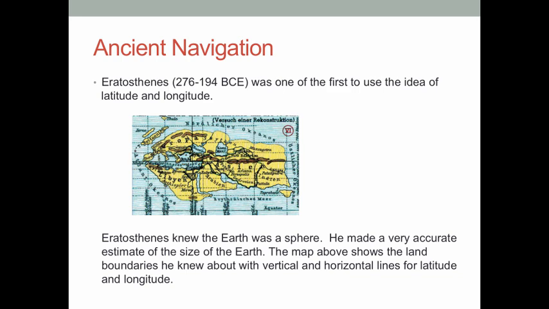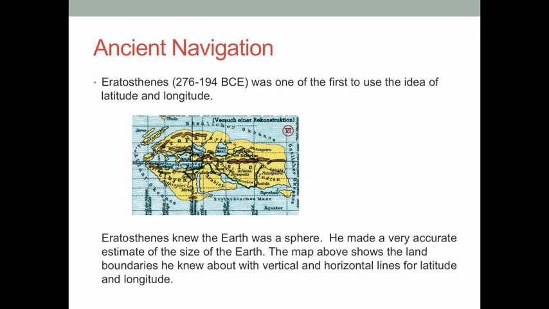So Eratosthenes lived from 276 to 194 BCE. He was one of the first to develop and use the idea of latitude and longitude. This is a picture of Eratosthenes' map of the world that he knew. You can see the vertical and horizontal lines for latitude and longitude.